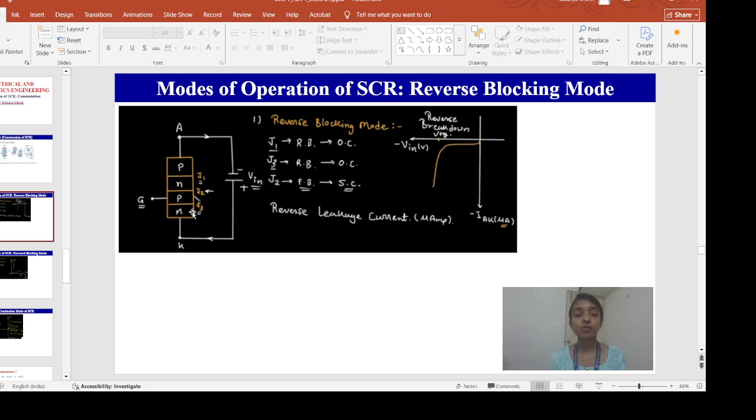Let's see what happens to the J3 junction. The N side is connected to the positive terminal of the battery and the P side is at lower potential. So the J3 junction is also reverse biased and it will be an open circuit.